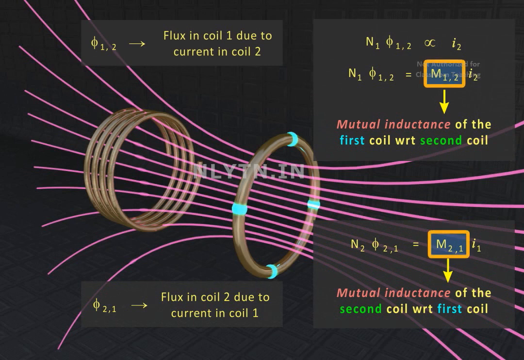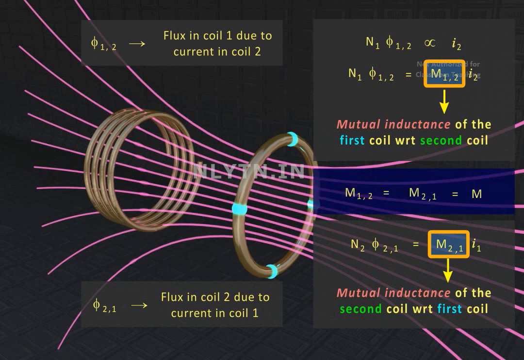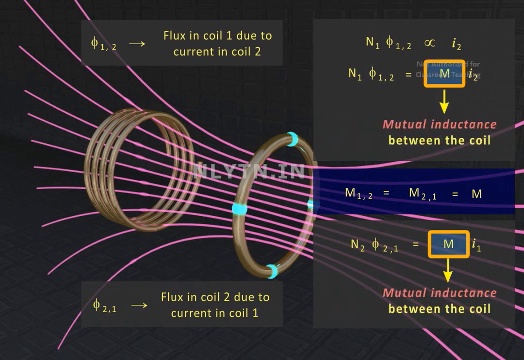Now, here these two mutual inductances may seem to be different because in general the coils are not identical and the flux through them is different. But it has been experimentally verified that these two values are always the same. So we do not have to say mutual inductance of one coil with respect to the other. We can simply say mutual inductance between the coils because it is equal both ways.